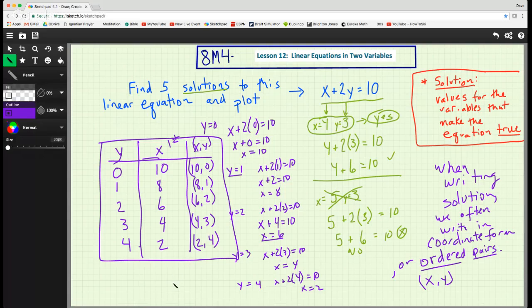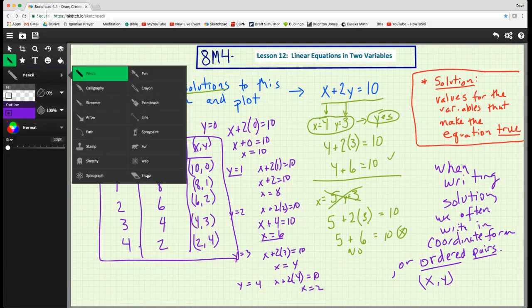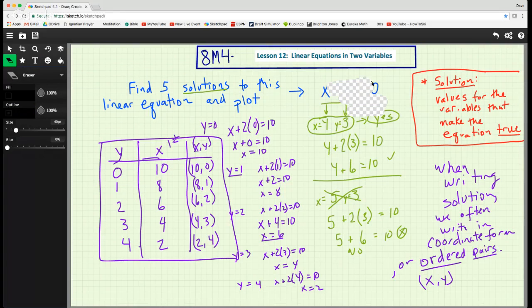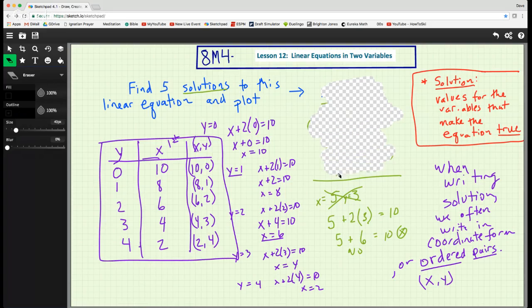Okay, so now we actually have, let's see, we got to erase. Uh-oh, where did our graph paper go? Uh-oh.